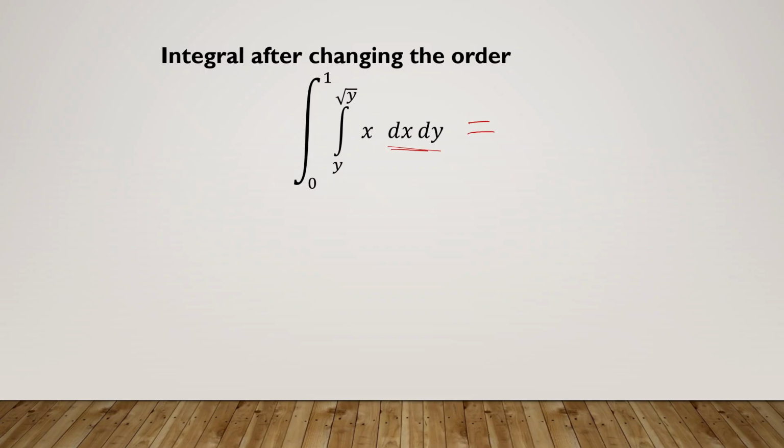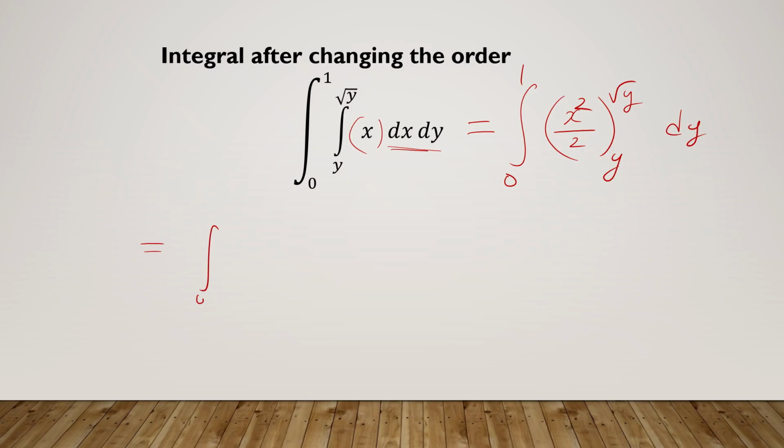To evaluate this, retain the outer integral as it is. The inner integration is with respect to x. So integrate the integrand with respect to x. If you integrate, you will get x squared by 2, limits from y to root y. Retain this dy as it is. Now substitute the upper limit. The upper limit is root y, the whole square is y, minus the lower limit y. If you substitute y, you will get y square dy.